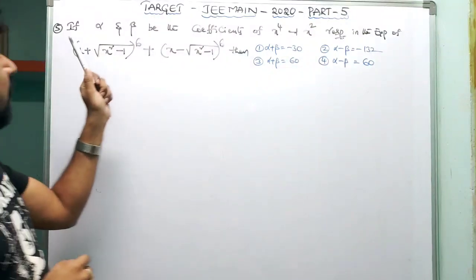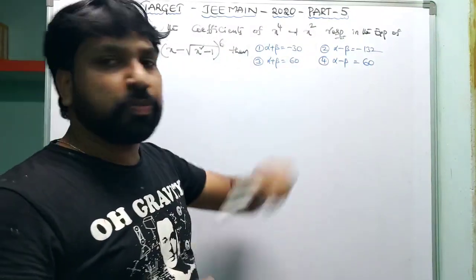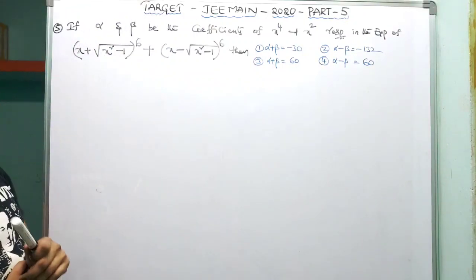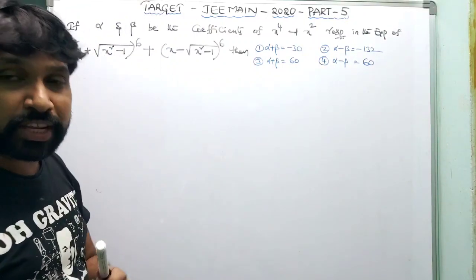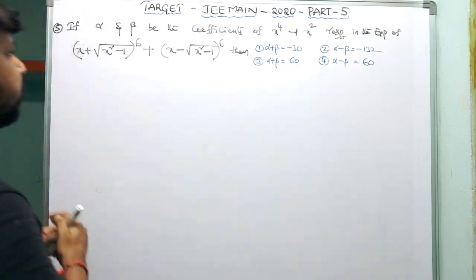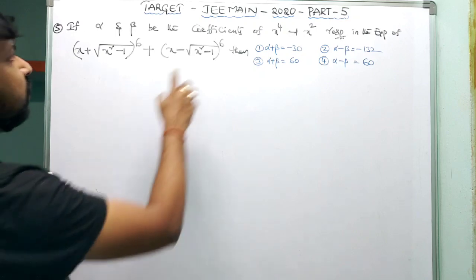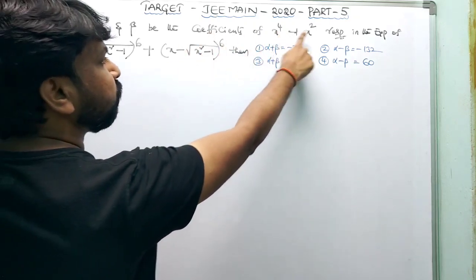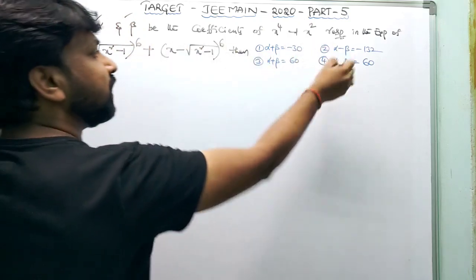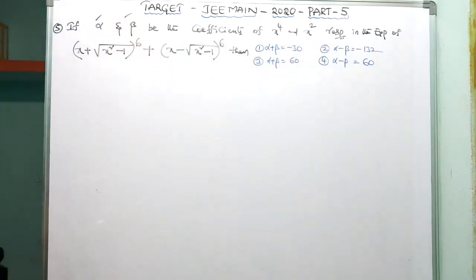Next question, friends. If alpha and beta are the coefficients of x power 4 and x square respectively in the expansion of x plus root x square minus 1 whole power 6 plus x minus root x square minus 1 whole power 6, then followed by options. Very clearly you are going to find out the coefficient of x power 4 and the coefficient of x square, that's what the alpha and beta values are. If you find them out, then by verification you will get the answer.